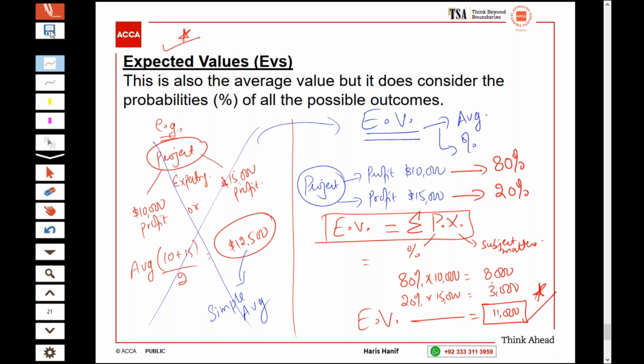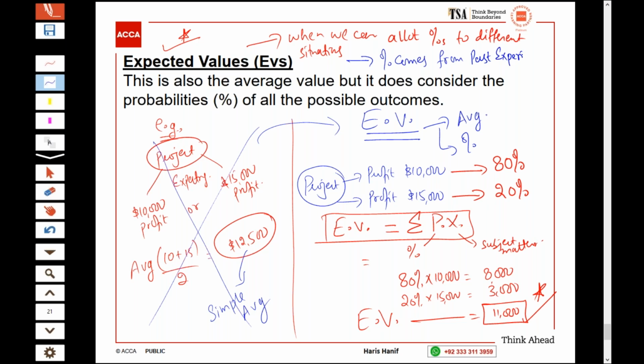Now these are my expected values based on the expectation of the probabilities. In a simple average, the probabilities are not being considered, but in EVs, the probabilities are being considered. All right. So expected values are basically when we can allot probabilities to different situations, and probabilities come from past experience.